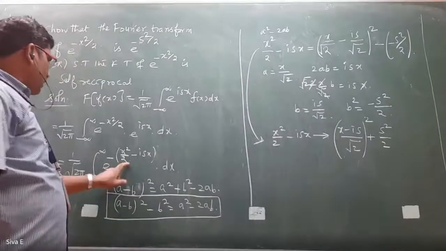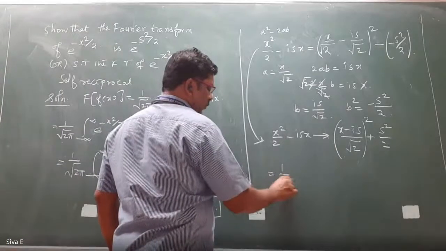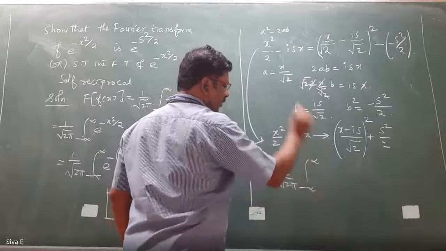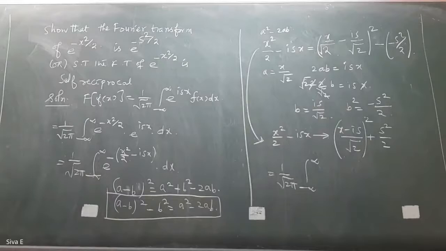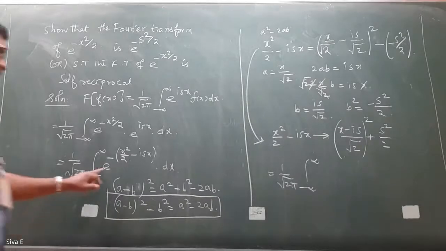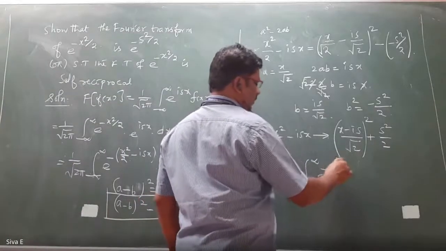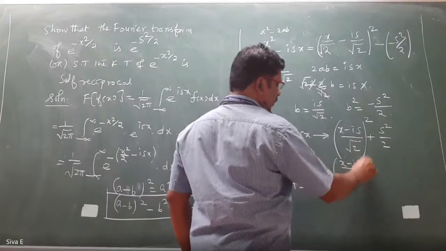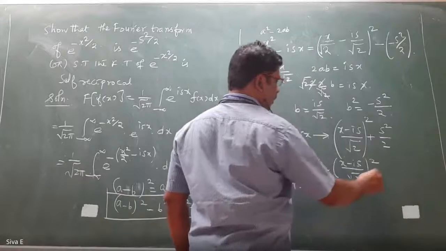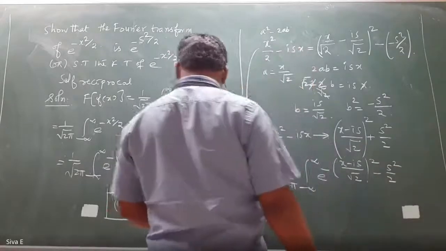So substitute in this: 1 by root 2 pi integral from minus infinity to plus infinity e power minus of x minus is by root 2 whole square minus s square by 2 dx.